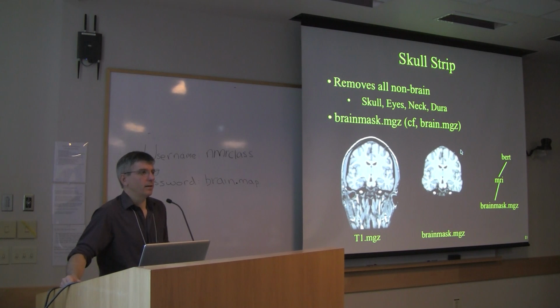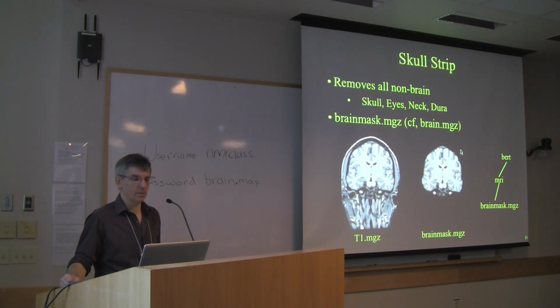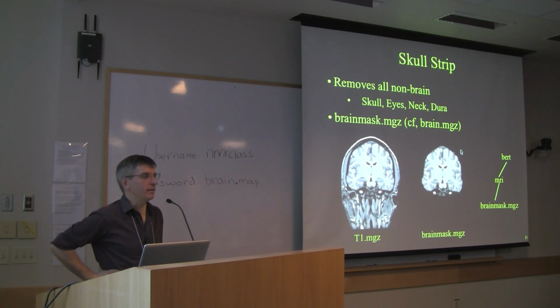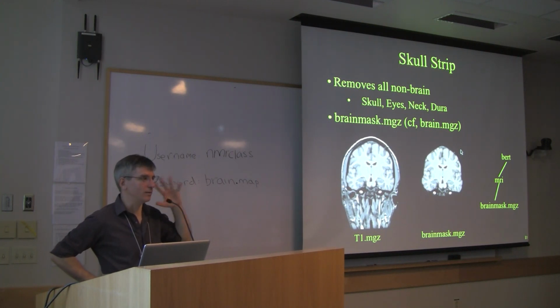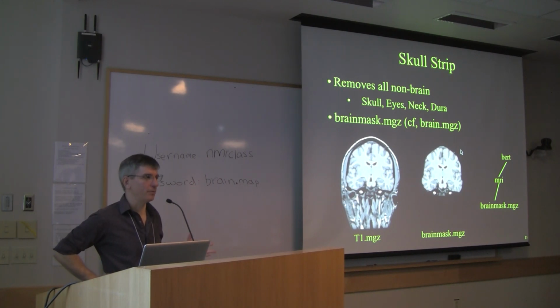The next step is skull stripping. So it's actually not a great name for it because it's actually removing everything that's outside of the brain. So it's the skull, the eyes, the neck, and the dura. And even though we say it's skull stripping, you cannot actually see the skull on an MR image. It's actually very, very dark because bone is dark in an MRI. What you're really seeing is basically the scalp. But it's actually just trying to remove everything that is not part of the brain.